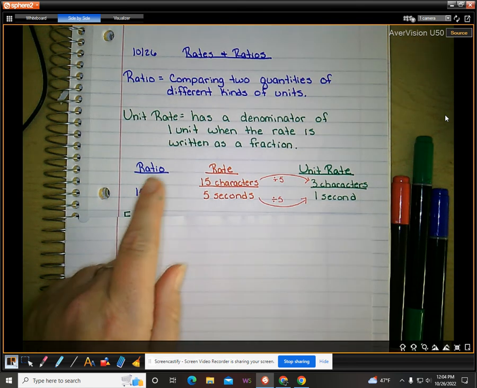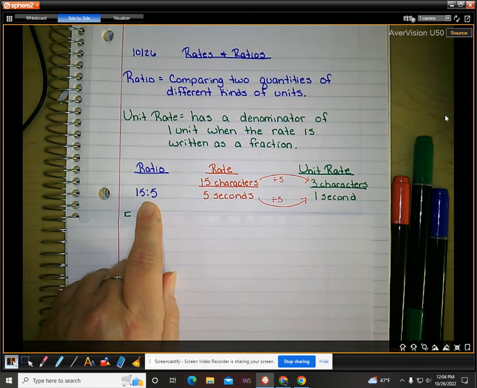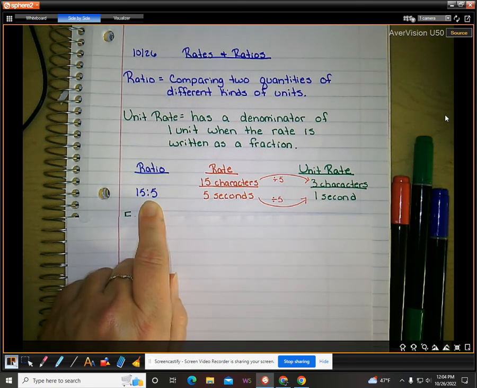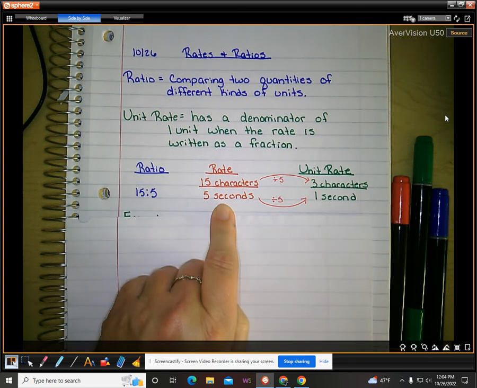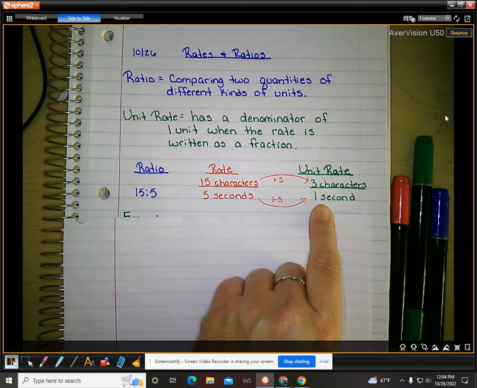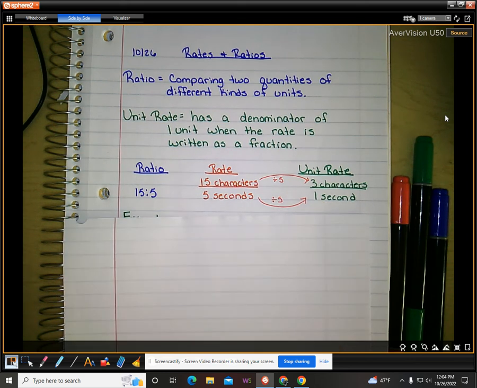So a ratio is written as a comparison with a colon. Rates are written as fractions. Unit rates are also fractions, but your denominator is 1. Any questions about what rates and ratios are? Maybe not how to find them. We're going to do examples of that.